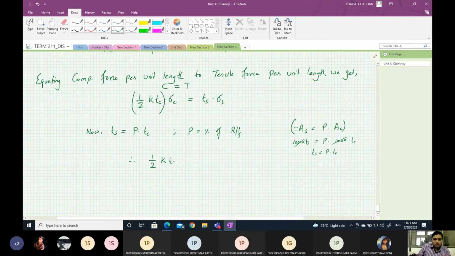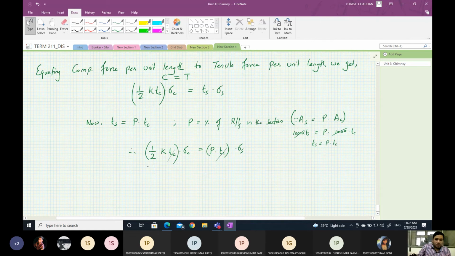So 1/2 K times TC times sigma C equals, TS can be replaced as P, where P is the percentage of reinforcement in the section, P times TC times sigma S. Okay, so now TC gets cancelled, so you are left with sigma S equals K times sigma C by 2P. Mark this as number 1.